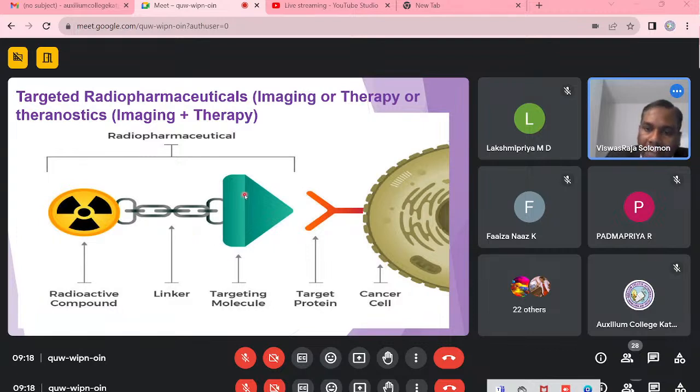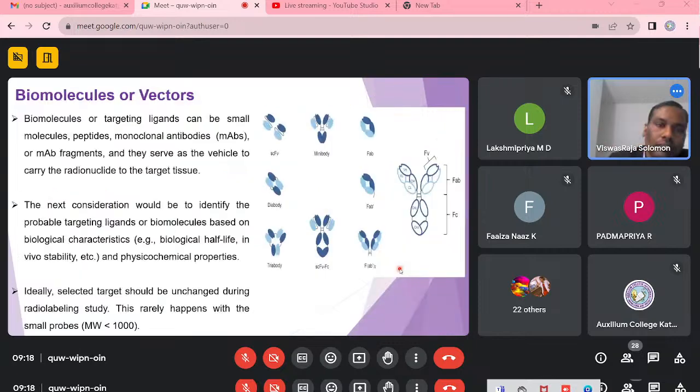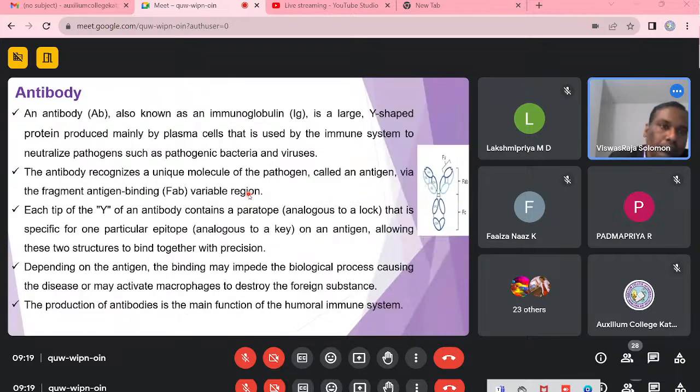That's why it binds to the target and selectively kills the cancer cell without harming normal healthy tissues or normal cells. What is going to be the vector? The vector may be a small molecule, a peptide, a monoclonal antibody, or fragments of monoclonal antibodies. It serves as a vehicle to carry the radionuclide to the target. As in the previous slide, that's why we can label it and inject the patient. We can get meaningful data and treatment out of it.